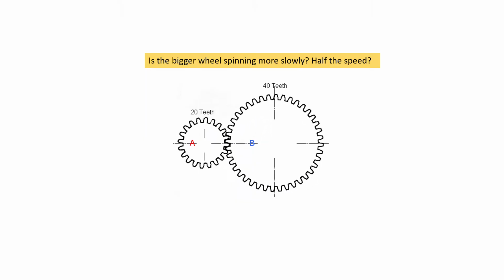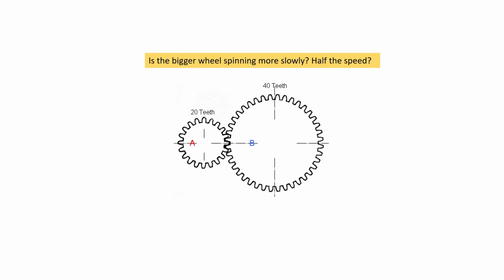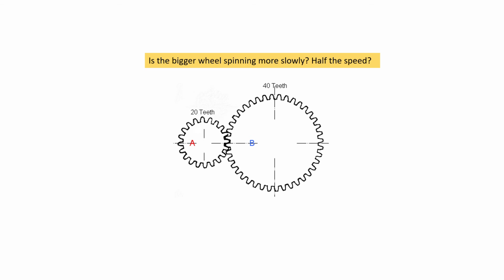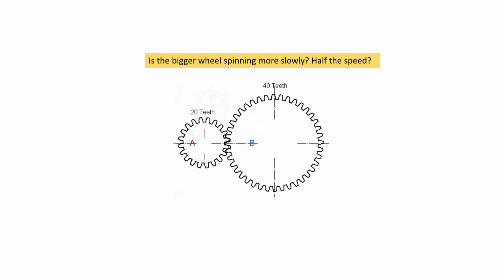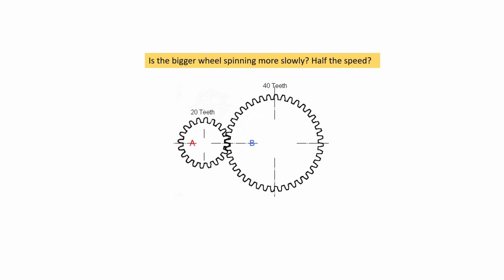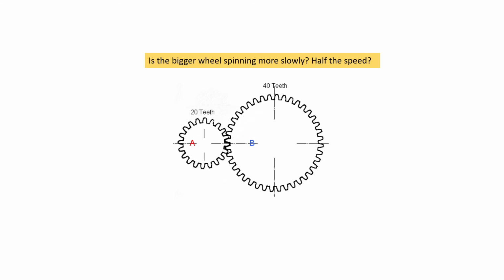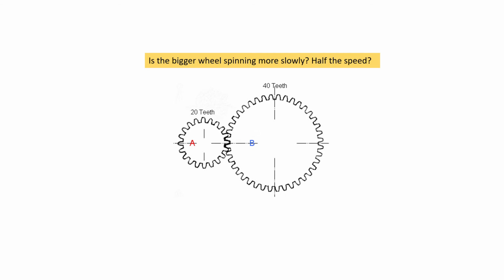Okay, have a look at the diagram here. Is the bigger wheel spinning more slowly, and is it half the speed? So half the speed is the bigger wheel spinning half the speed, as in the rotational speed. When I say rotational speed, I mean angular velocity. So, for example, if it's spinning 1 revolution per second, that means it will go round once every second.